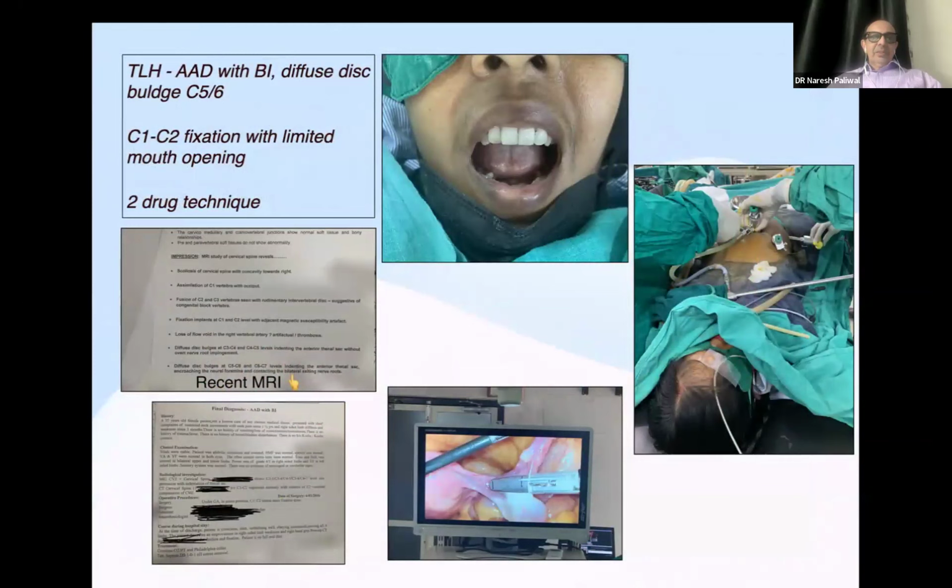This was a patient of TLH, a relative of a doctor, who was having atlantoaxial dislocation with vessel invasion. C1, C2 fixation was done and there were diffuse disc bulges of C5-6. She was very much worried about her neck movement. She used to get giddiness. And I gave her the option of segmental spinal. She happily accepted and it was done under segmental spinal.